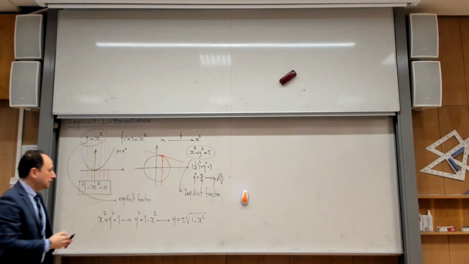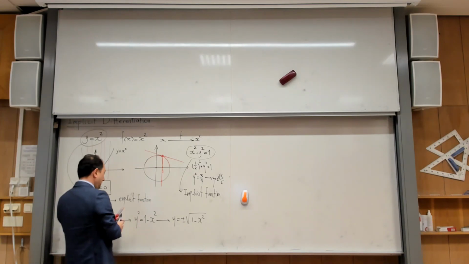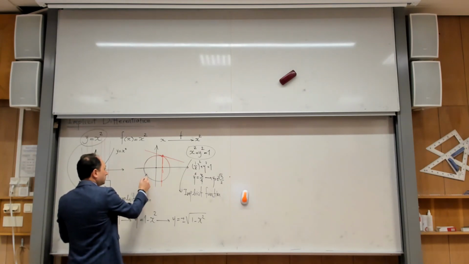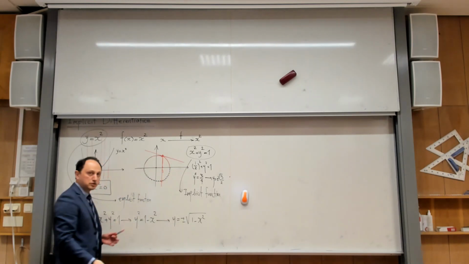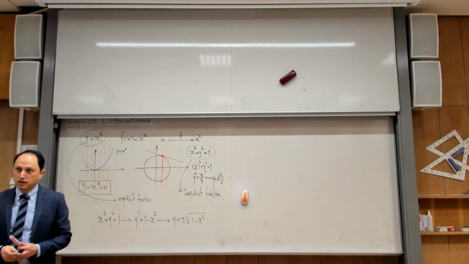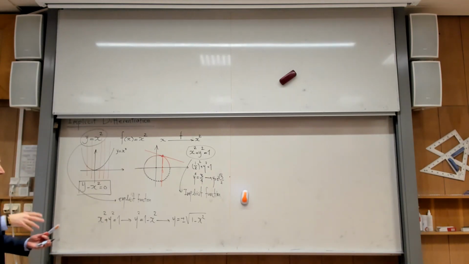Yes? And then if I take the negative sign but not the positive sign, then it will give me this lower semicircle. Does the lower semicircle define a function? Again, yes. But if you join them together in total, that's not a function. Okay?